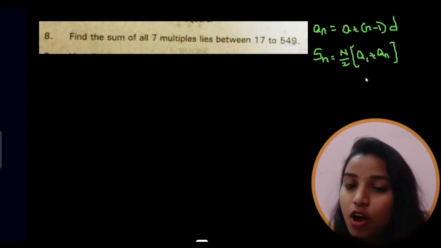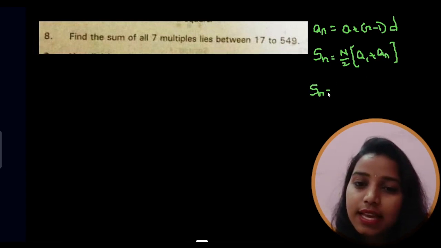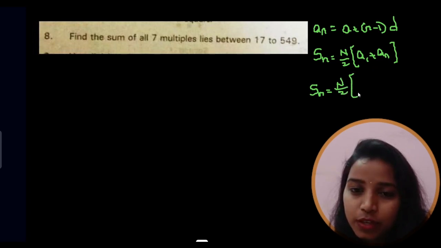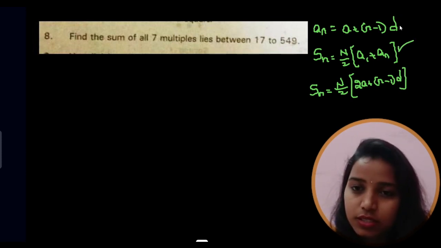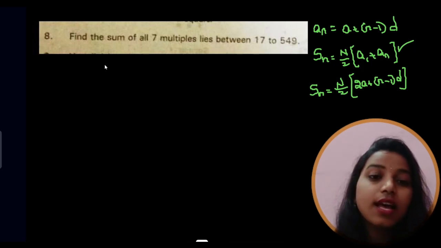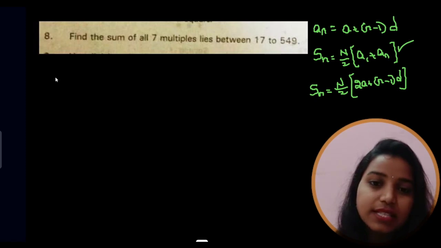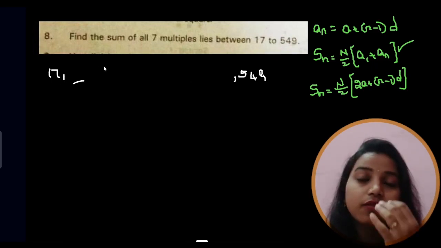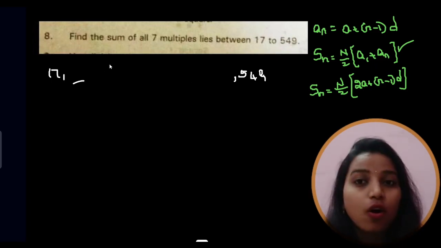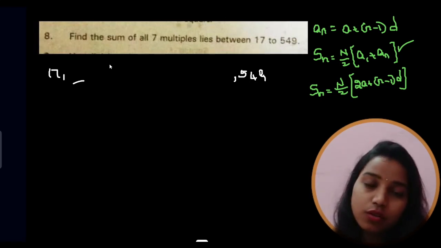Or else we can also use one more formula, Sn is equal to n by 2 into 2a plus n minus 1 into d. This is another formula. You can choose any one. So we are going to use this. And now coming to the question. What they have asked: multiples of 7 between 17 and 549. So first check whether the first and last numbers are multiples of 7 or not. If not, then we have to find the number nearby.